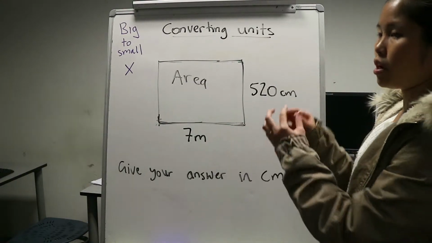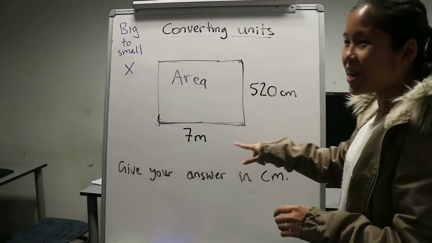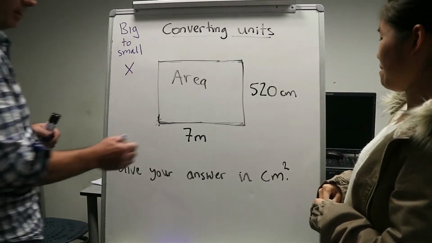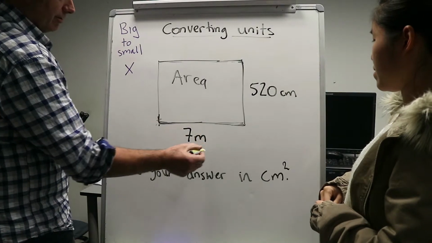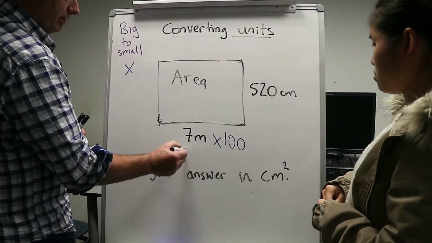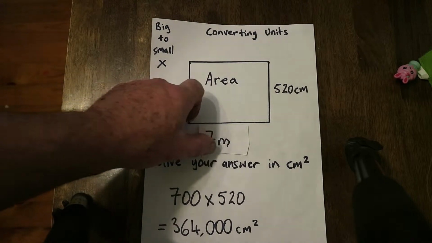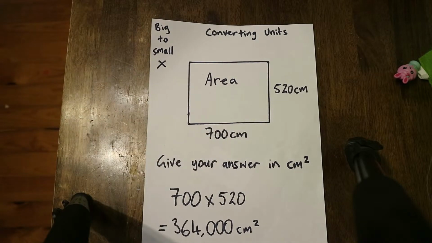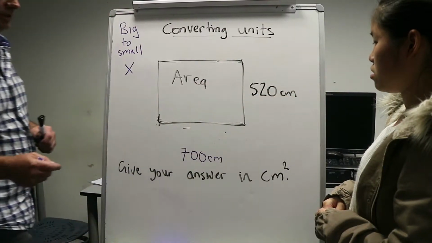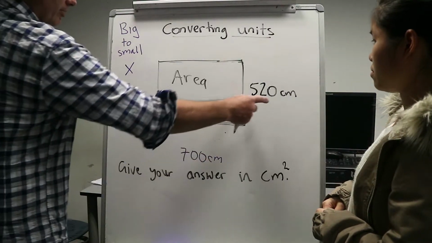So we need to multiply 1 metre by 100 centimetres. So we need to multiply our metres by 100. 7 times 100 will be 700 centimetres. Now we have both of them in the same unit. Both are in centimetre units. We can go ahead and use our formula for a rectangle and multiply 700 times 520.